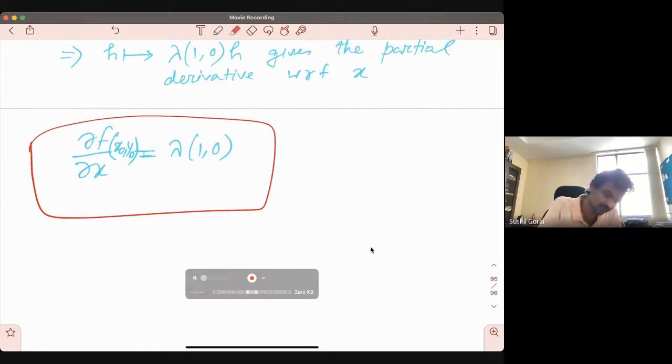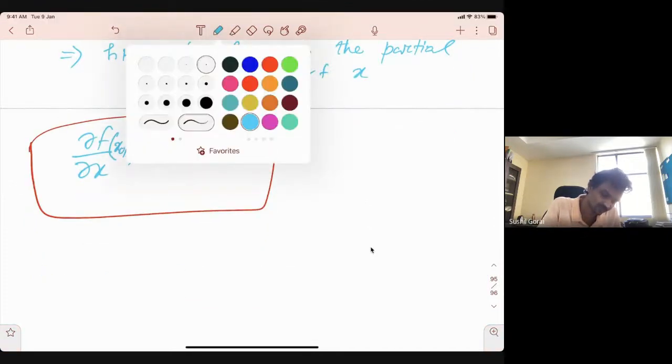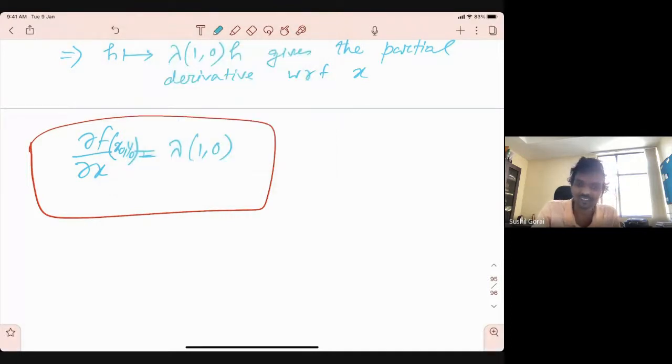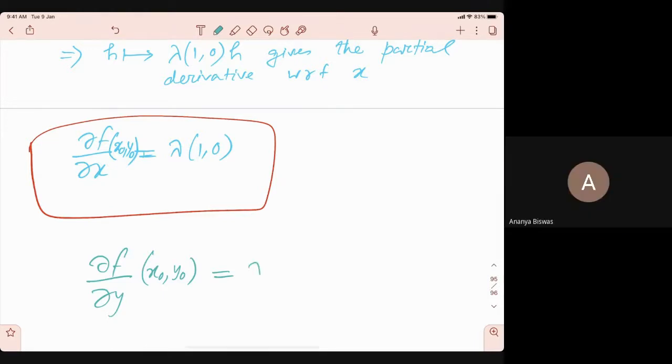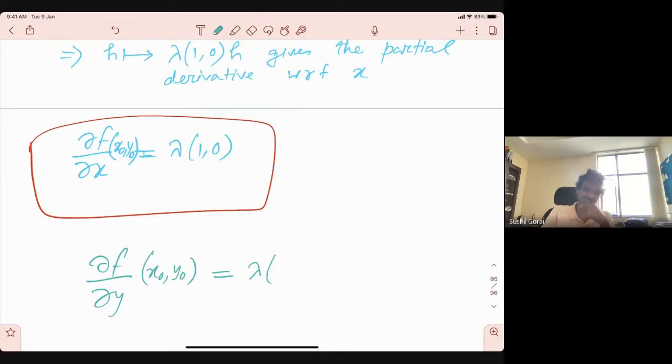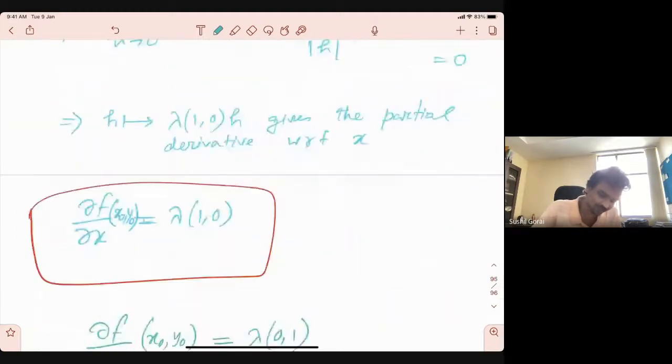Okay. Similarly, let me ask somebody. Yeah, Ananya, can you tell me what is del f by del y at x naught, y naught? Lambda of (0, 1). Right, lambda evaluated on (0, 1). So this is a real number. Okay. So this is how you get the partial derivatives.